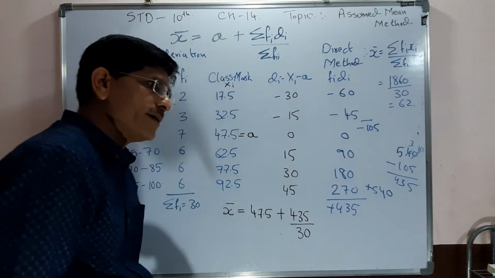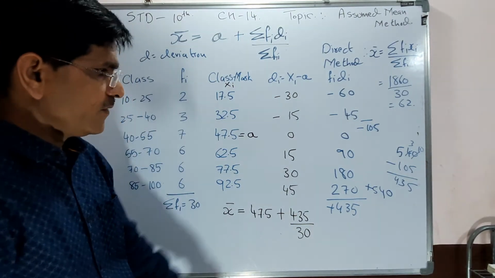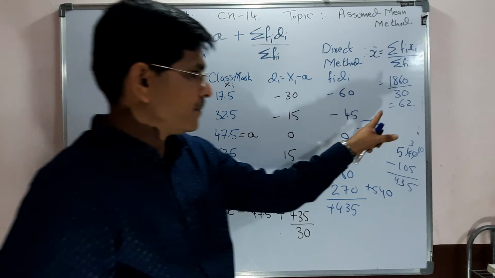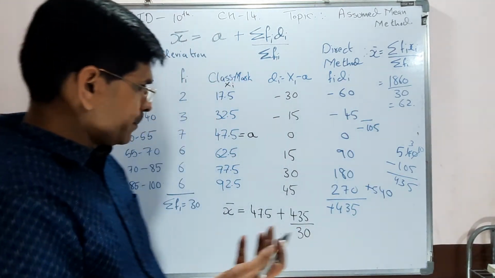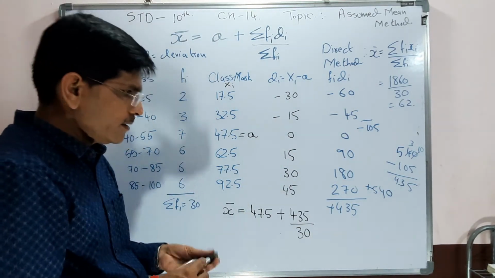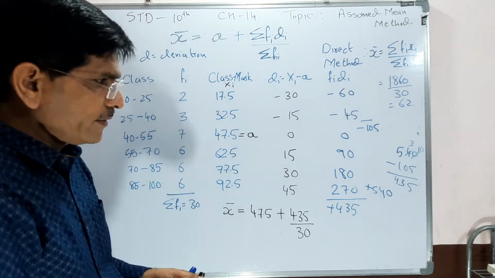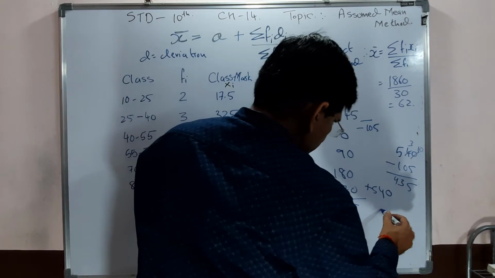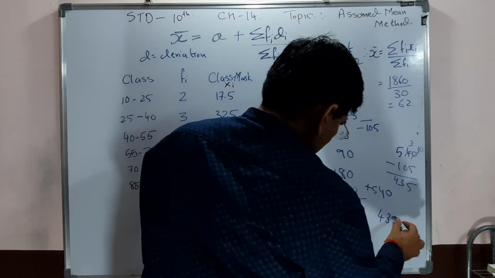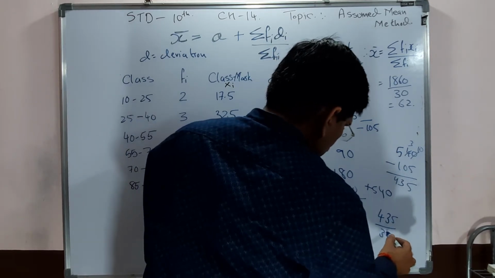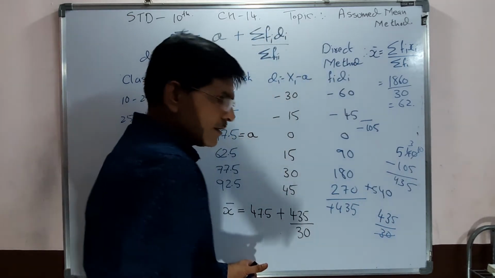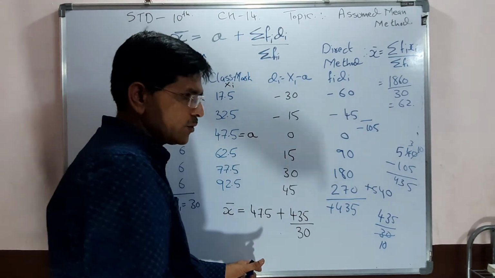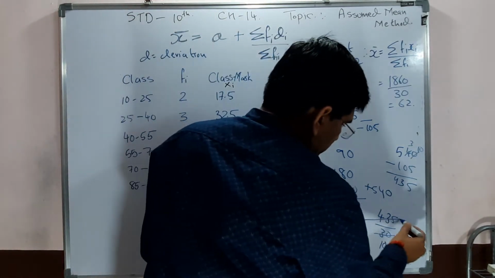Now we have to simplify this. If you simplify and cancel it, we can get the answer, compulsory 62. It depends on you how you divide it. I am dividing 435 by 30, so I am dividing by 3 first, and I will get 10 here. If you divide by 3, you can get it.